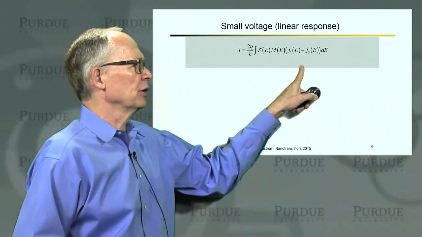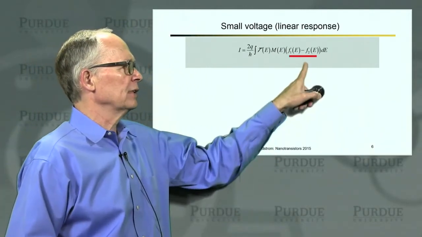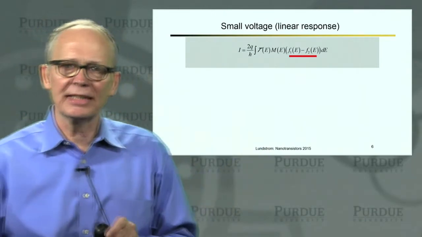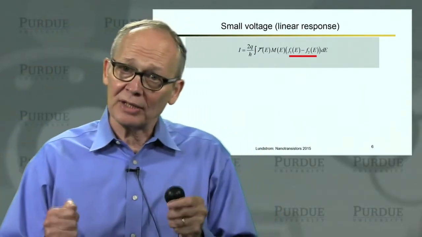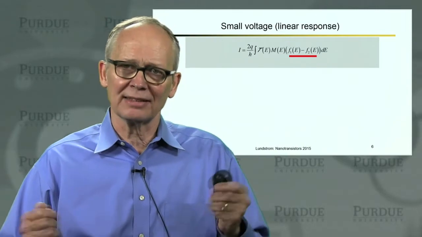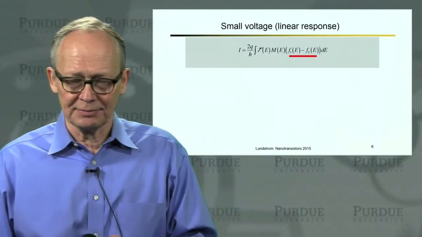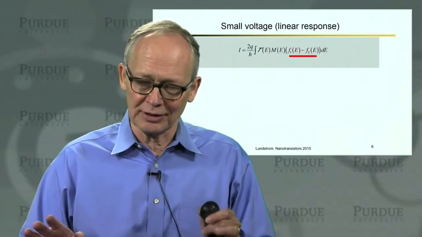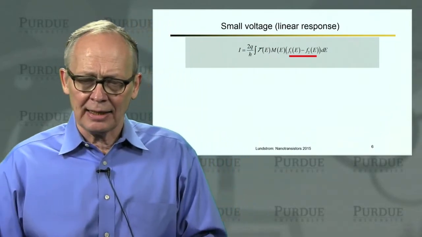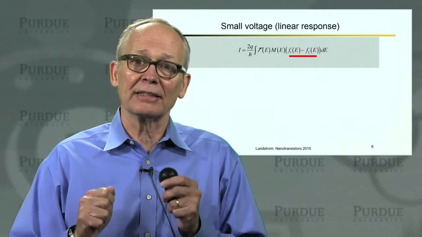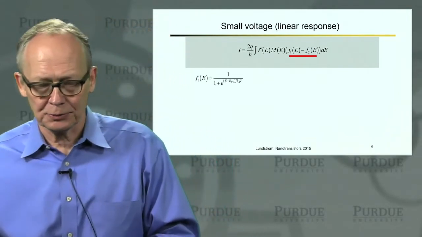So here's our general expression. We're going to focus on F1 minus F2 and see what it looks like when both contacts are at the same temperature. That's an assumption we're making here throughout all of this unit, all of this course, in fact. But we're going to assume that we apply a small voltage to contact 2.